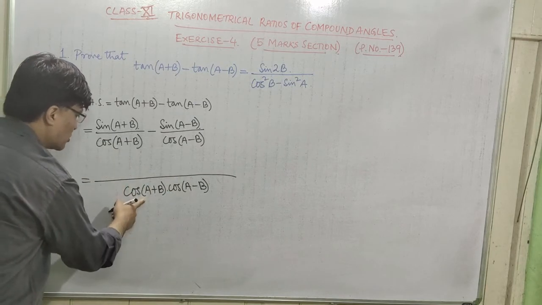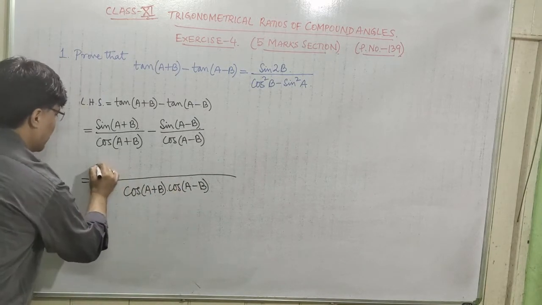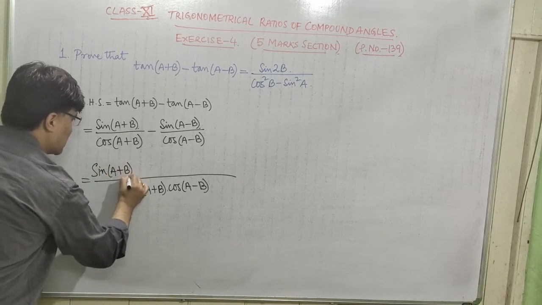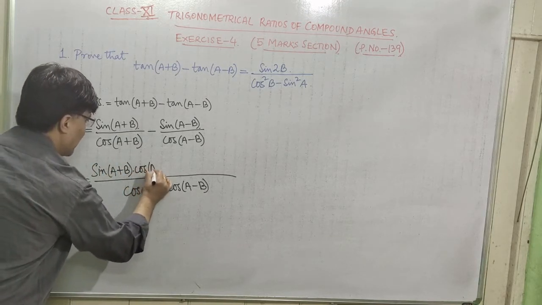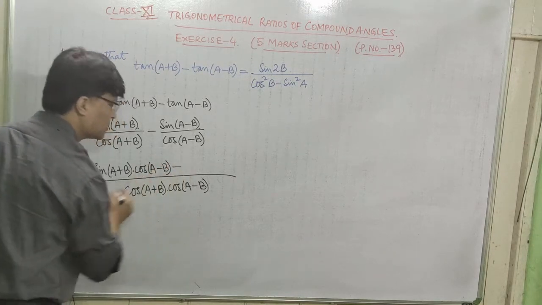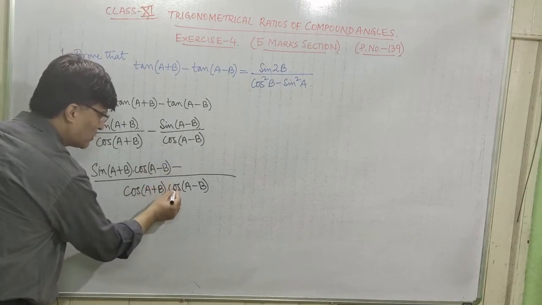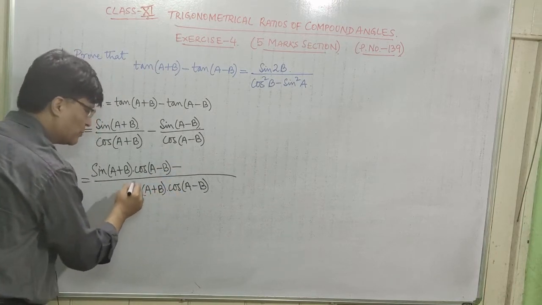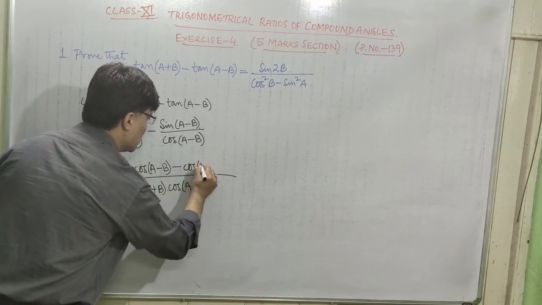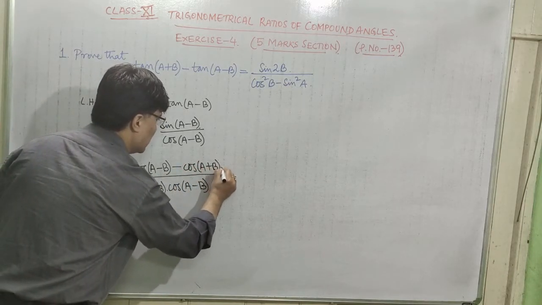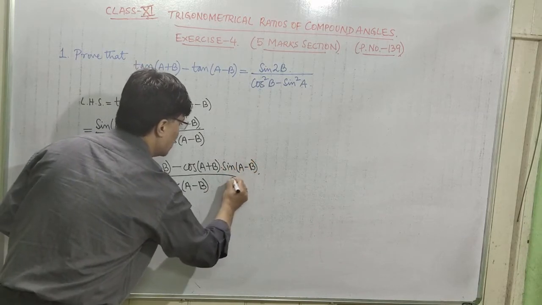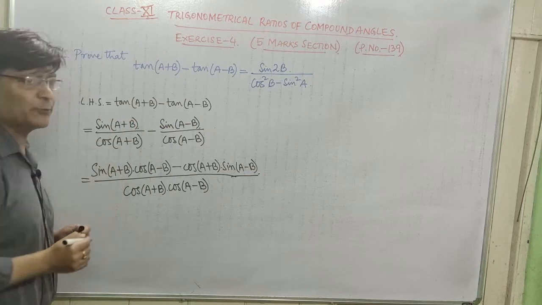So cos of a plus b will be cancelled. We get cos of a minus b. Now it is multiplied by sin of a plus b into cos of a minus b. Then next minus. Now cos of a minus b will be cancelled. We will have cos of a plus b. So it should be multiplied by sin of a minus b. That is cos of a plus b into sin of a minus b. Is that clear? So we have got this expression.